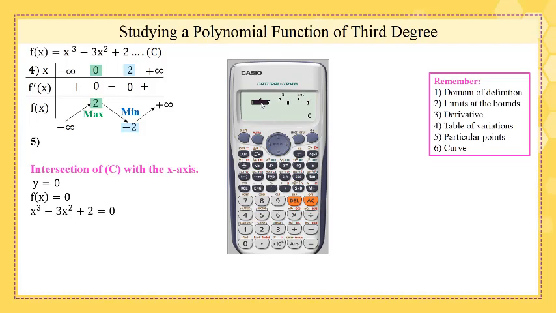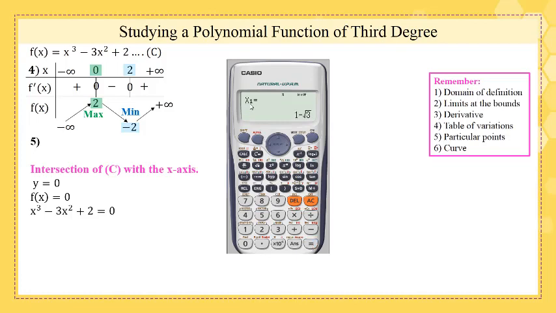A equals 1. Press 1 equal. B equals minus 3. Press minus 3 equal. C equals 0. So press 0 equal. And D equals 2. Press 2 equal. To see the roots of this equation, press equal again.